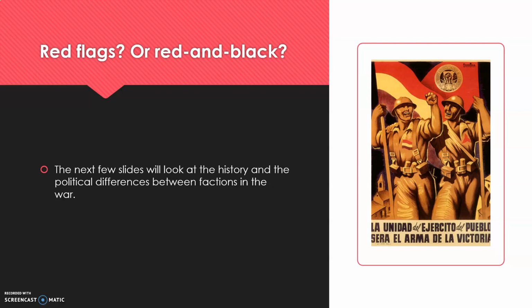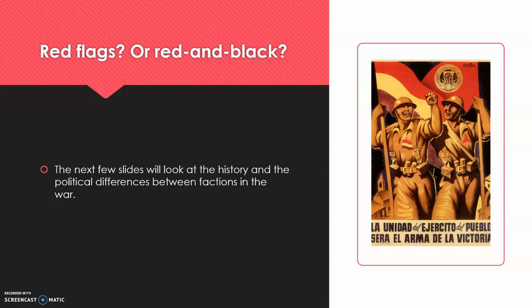Alright, so we're looking at the nationalists and Republican sides in the Spanish Civil War, and I've titled this slide Red Flags or Red and Black because there's some very subtle distinctions between party insignia that denote really big distinctions between political philosophies. So pay attention to which acronym pops up where, because they're going to be pretty significant.